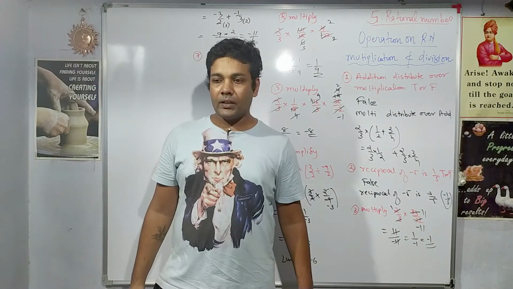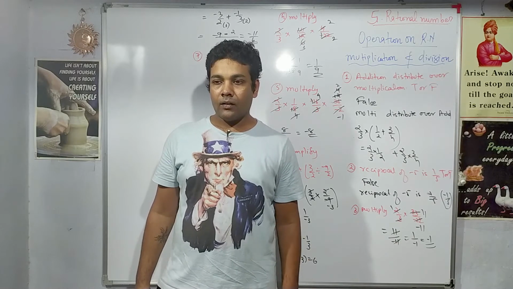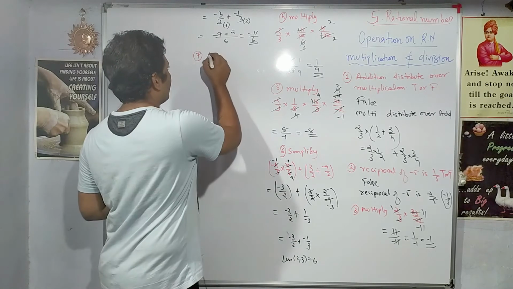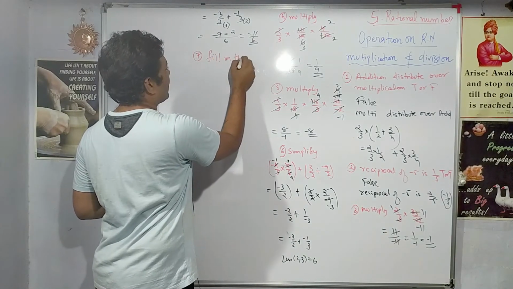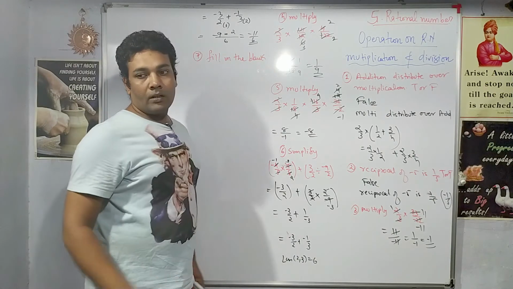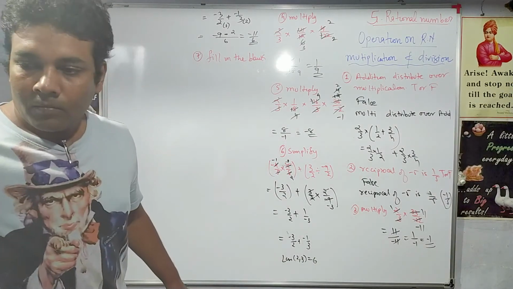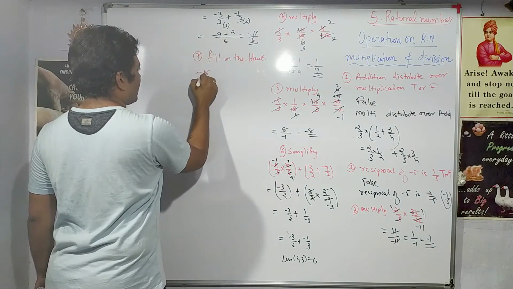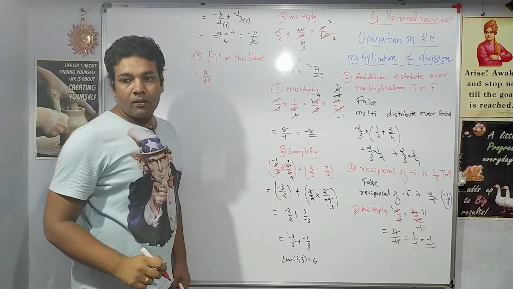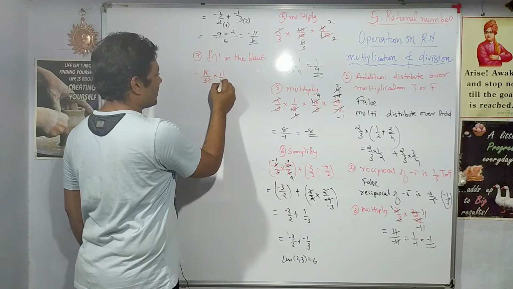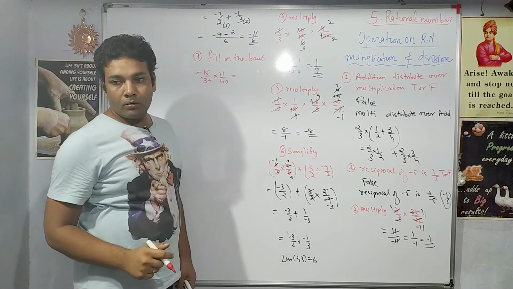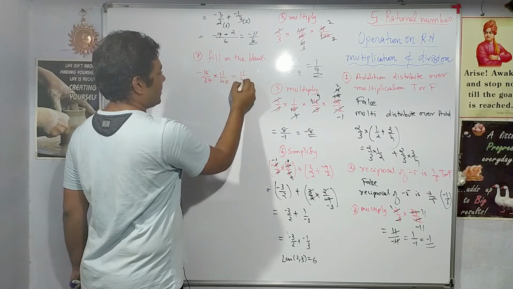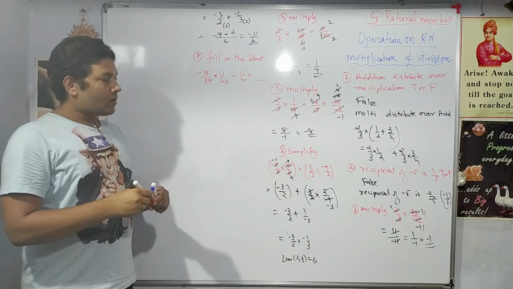Seventh question, again it is simplify. No, it's not simplify, it is fill in the blanks. Fill in the blank. So the question is minus 18 by 37, right, multiplied by 11 by 40 equal to 11 by 40 multiplied by dash. What will be the answer?